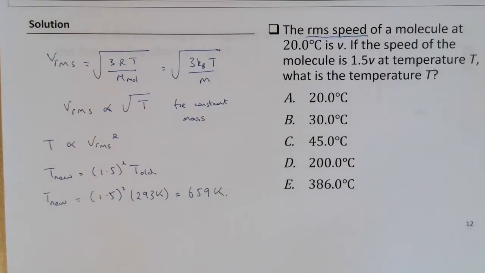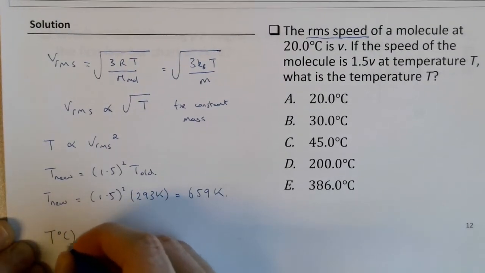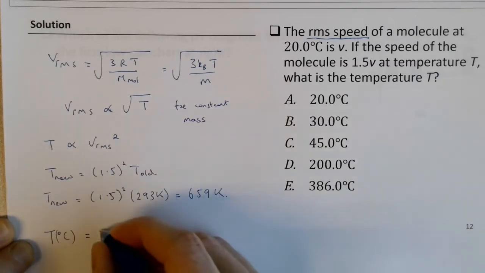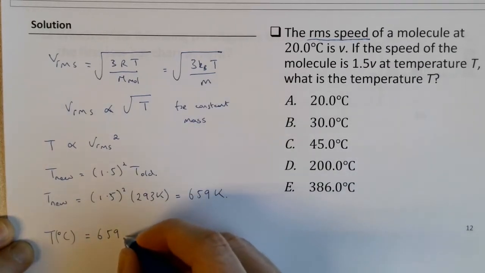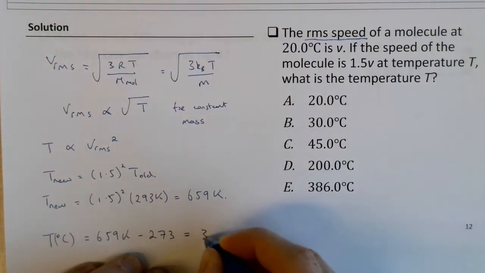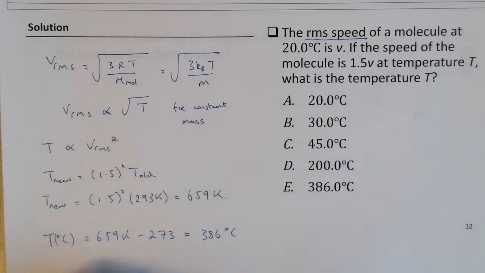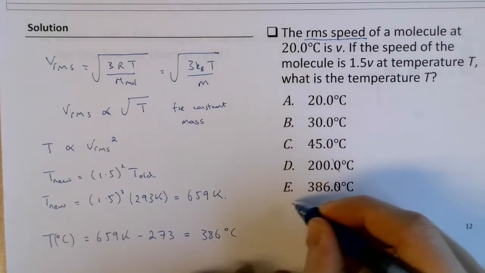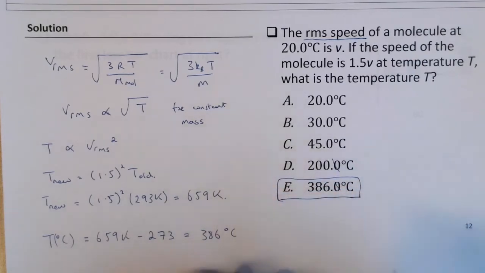But the choices are in degrees. So this is how much the temperature would have to have changed. It would have to have risen from 293 to 659 in order to get a factor of 1.5 increase in the RMS speed. So our last step is to figure out what the temperature is in degrees. So we take that 659 Kelvin, and then we subtract the 273, and that gives us 386 degrees Celsius. I went overboard here on the sig figs, but choice C is the correct answer.